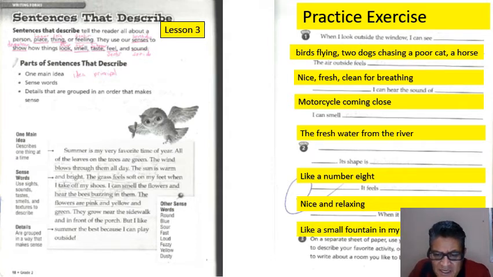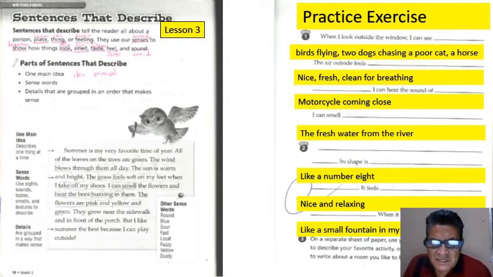And then the last one, it looks like a small fountain in my house. So if you observe the examples here, the words that we use, sentences describe, they give specific words, they use our senses so that we can understand in a much better way.